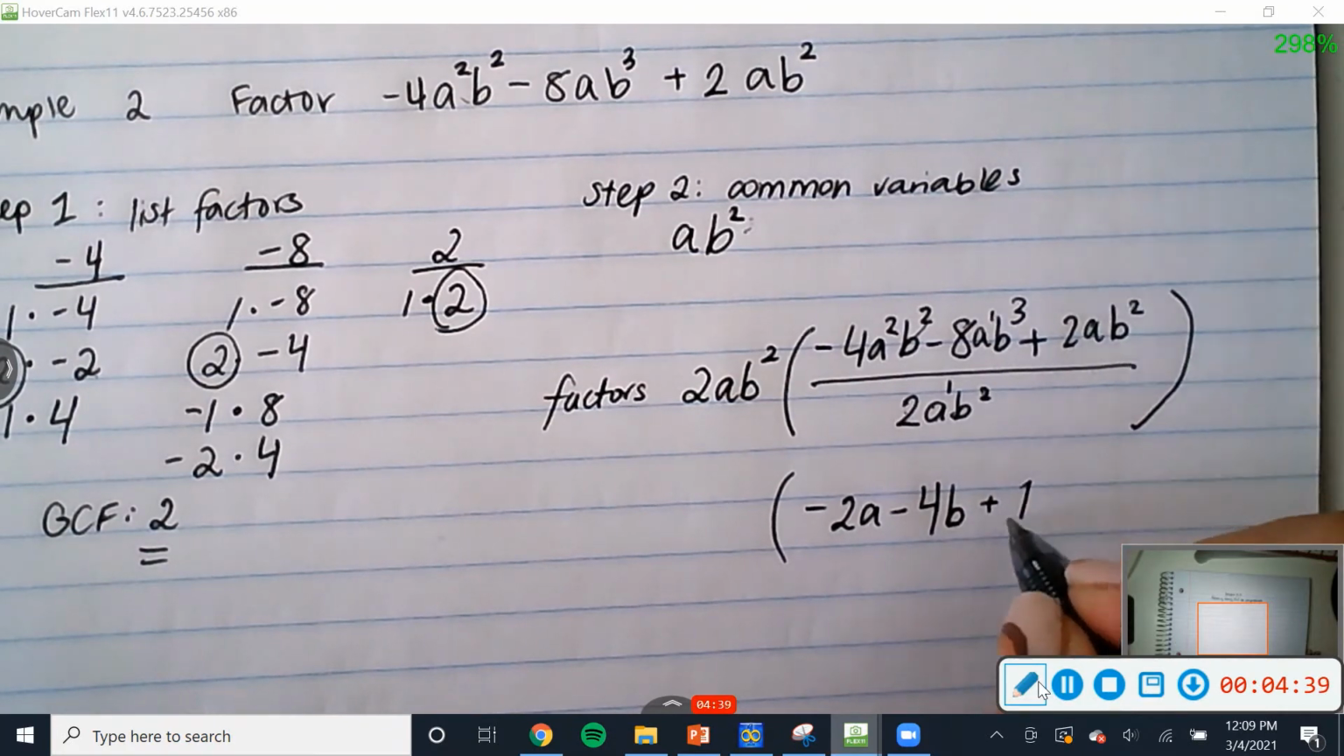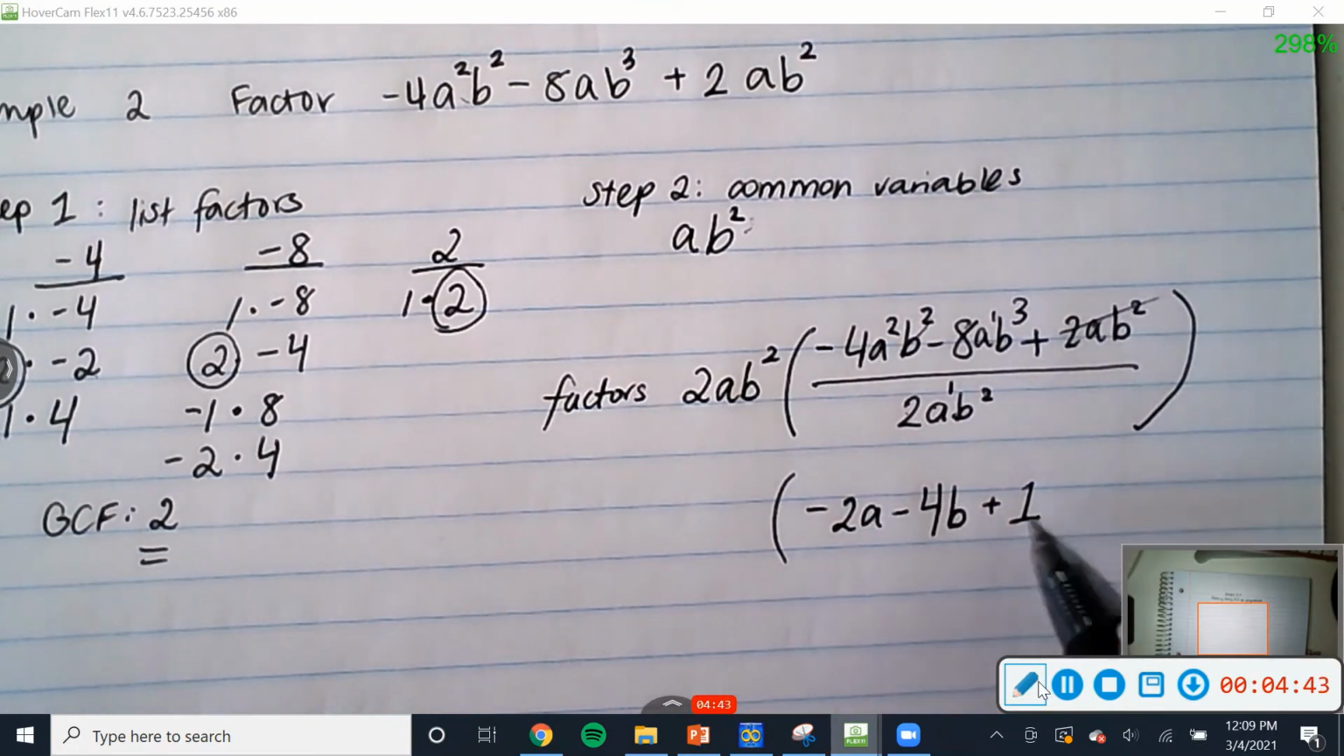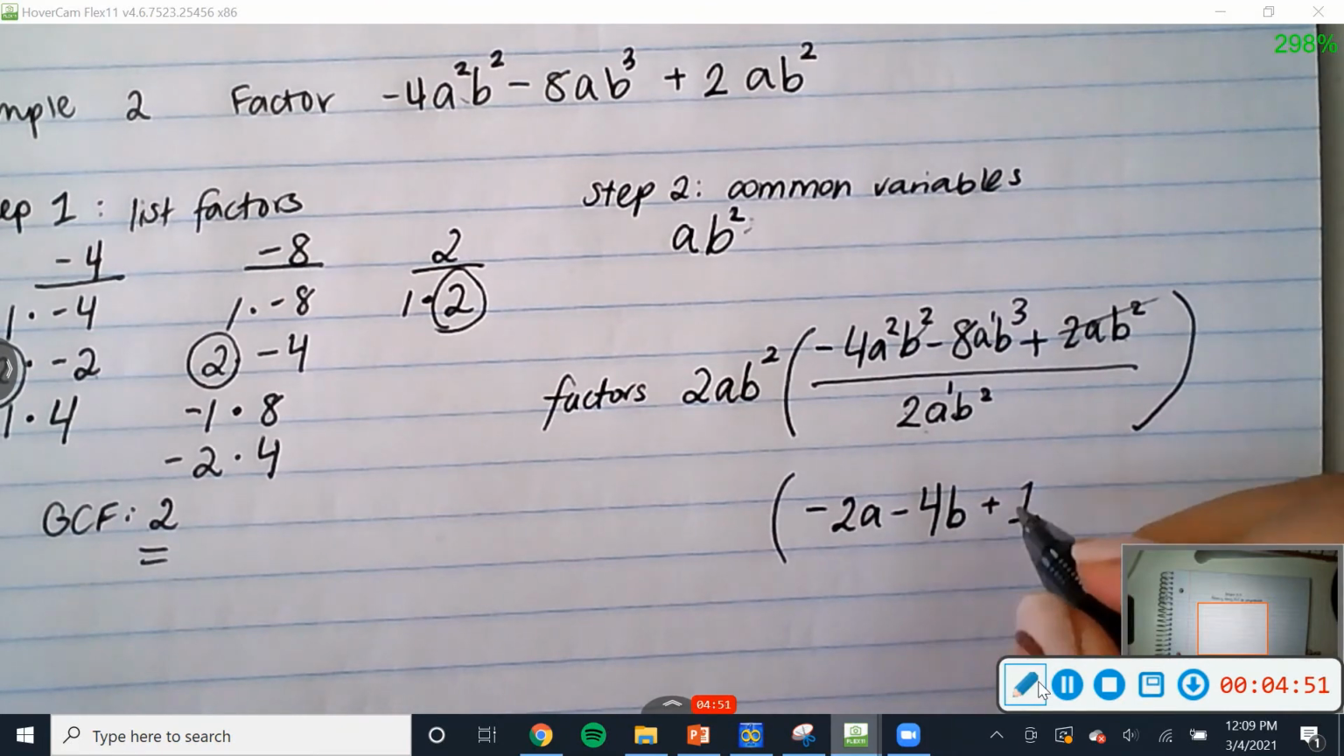So this whole thing actually cancels out. And this we would just write as 1. Because 2 divided by 2 is 1, A divided by A is 1, B squared divided by B squared is 1. So I would just write this as plus 1.